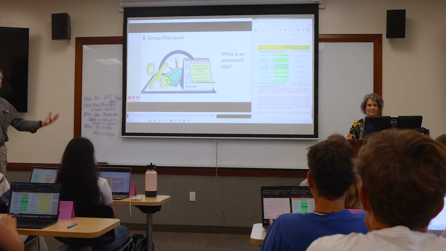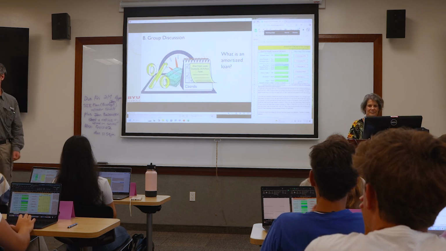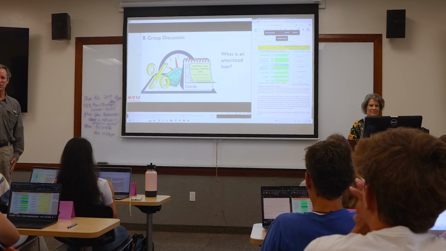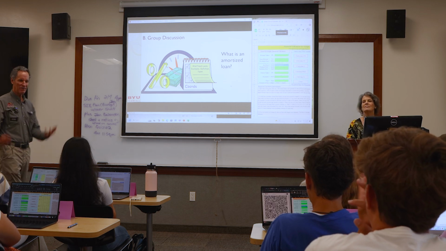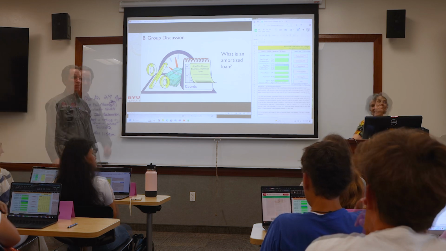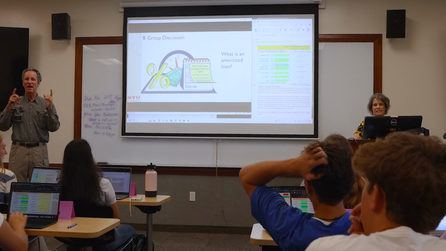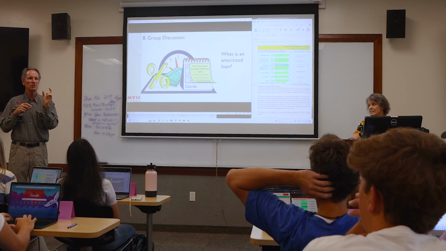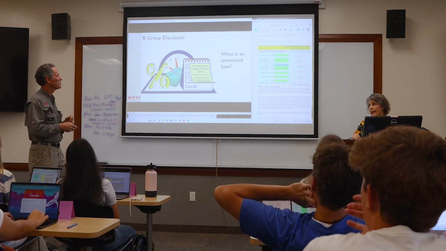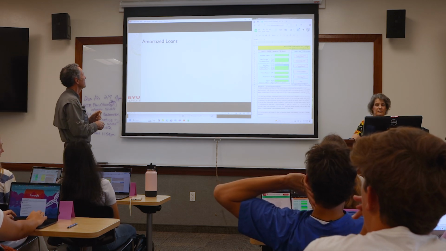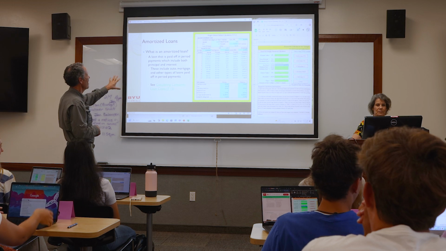Okay, someone tell me what an amortized loan is. What's an amortized loan? Raleigh, have you ever heard of an amortized loan before? Right, so it's a loan where you make a payment every month or every period that includes both principal and interest. So it's paid off in periods.